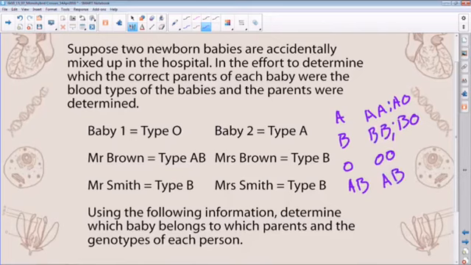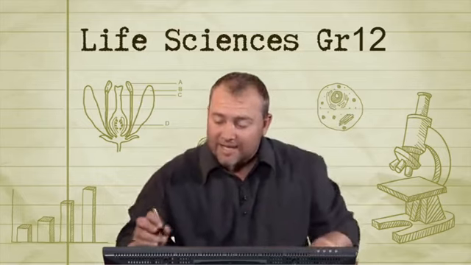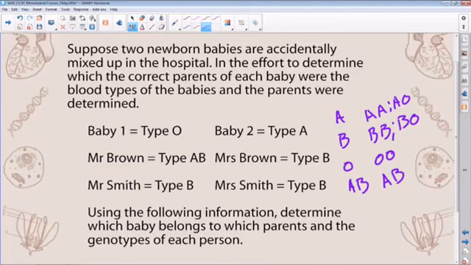Now, we're not going to have time for this. But just by using this, I can see you have a thing called complete dominance. So A is dominating O, B is dominating O. And then you get codominant, AB. They dominate each other. Very, very important. This is a beautiful one. So make sure that you have a look at this.